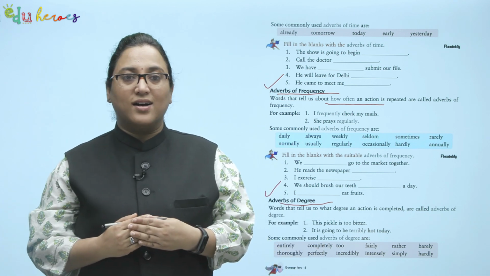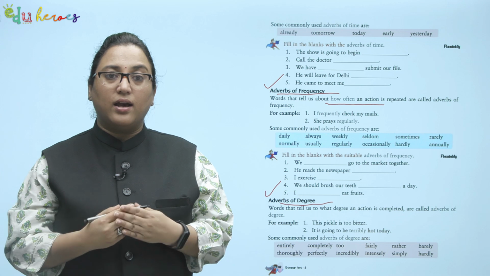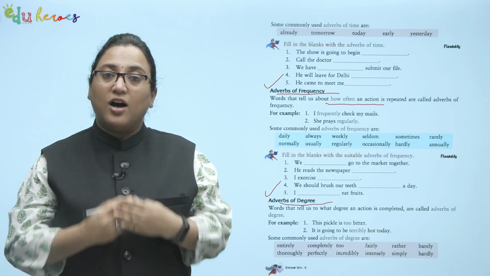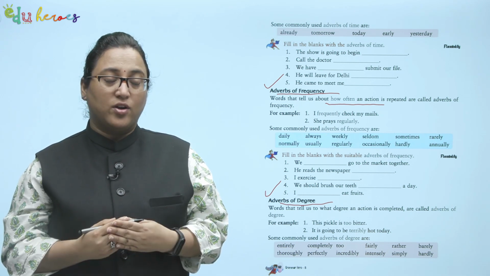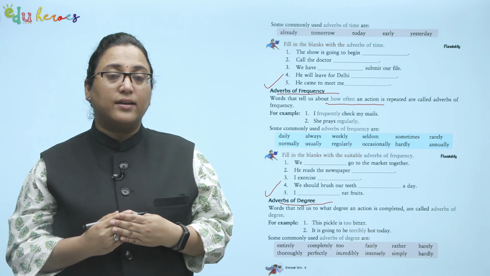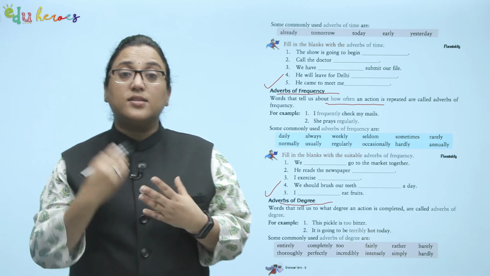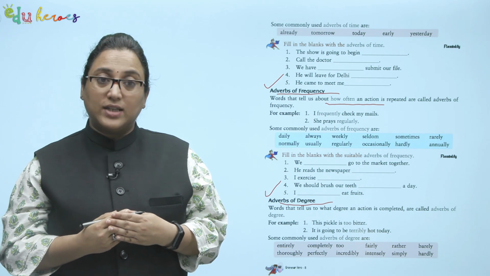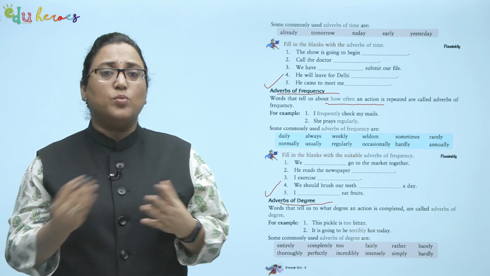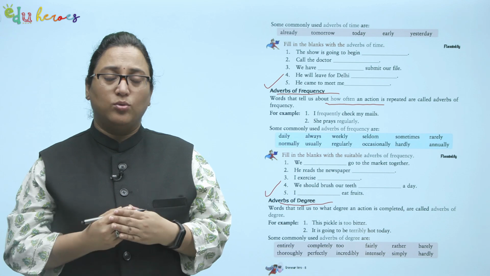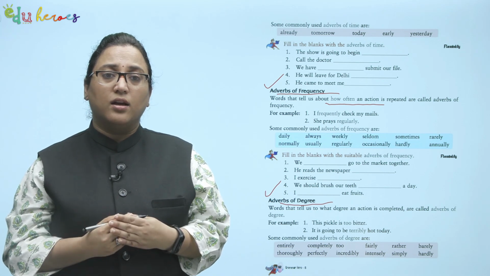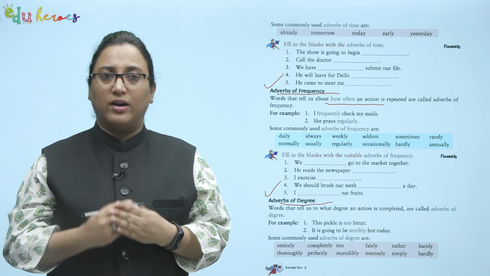Words that tell us to what degree an action is completed are called adverbs of degree. Or you can also understand that it shows us the intensity of an action. For example, this pickle is too bitter. कितना bitter है वो? उसकी intensity कितनी ज़्यादा है? Too bitter, बहुत ज़्यादा कड़वा है.